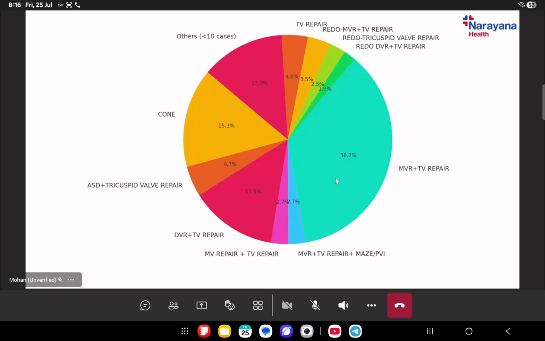Here also we can see MVR TV repair is the major one, and then the next one is the cone repair for Epstein's anomaly. The next one is DVR TV repair. Remaining all are redo MVR TV repair, redo tricuspid valve repair, and redo DVR TV repair.